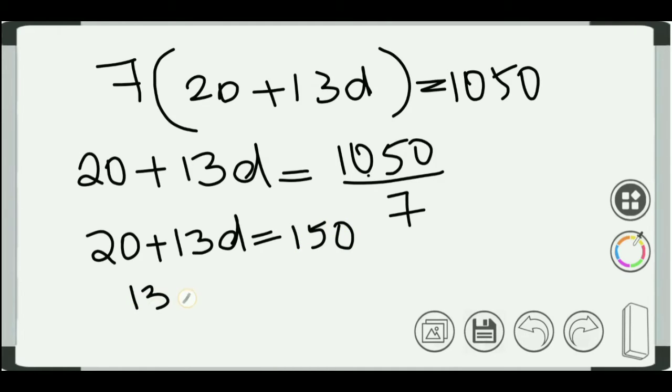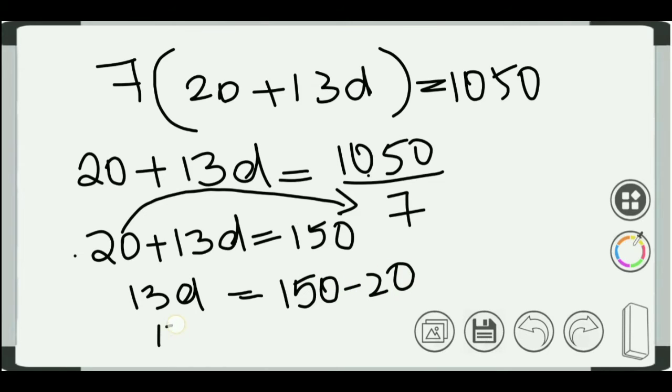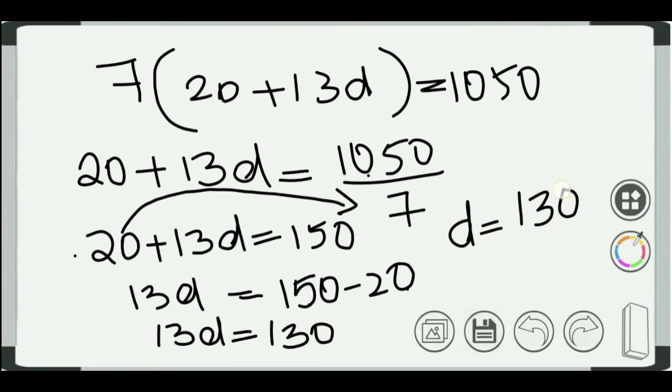So 13d is equal to, I have taken this 20 this side. So this is plus 20, here it will become minus 20. So 150 minus 20. 13d is equal to 150 minus 20, which is 130. Therefore d is equal to 130 divided by 13. See what is the answer? d is equal to 10.